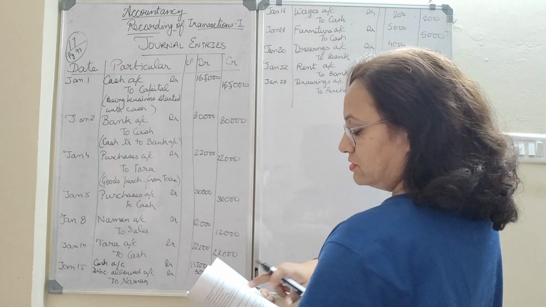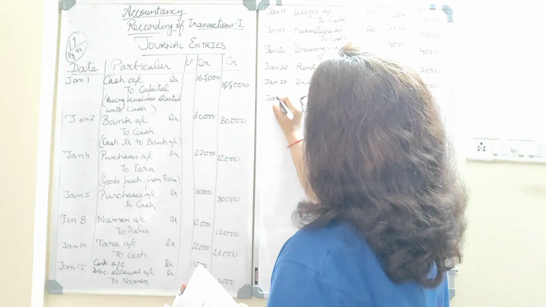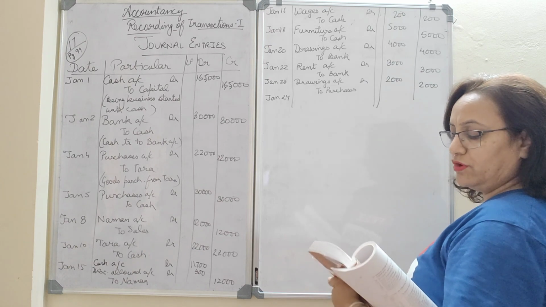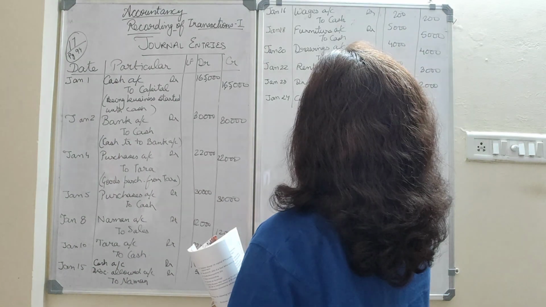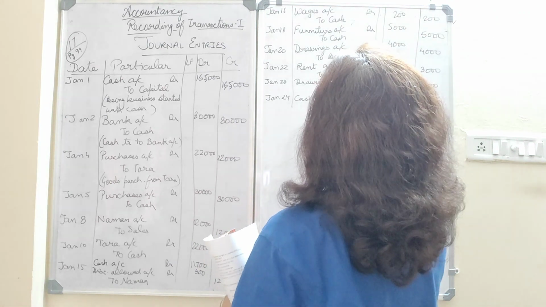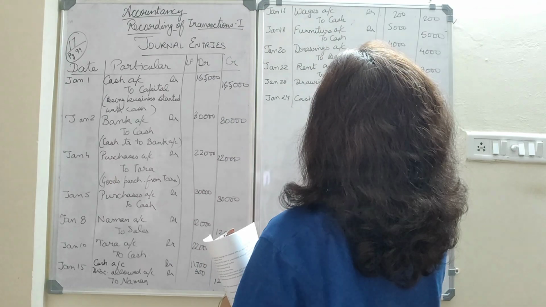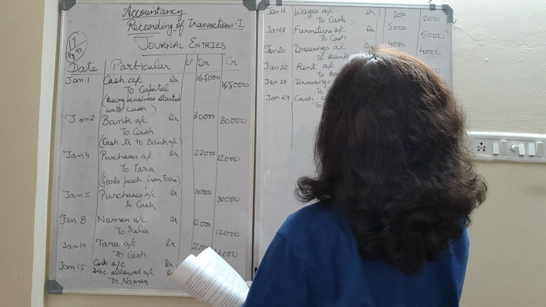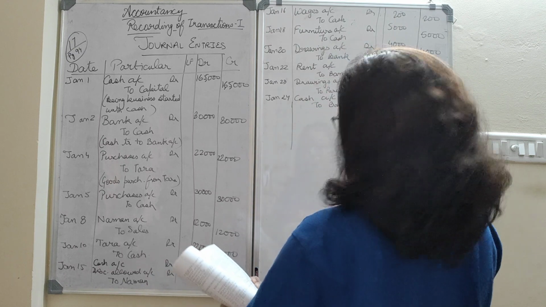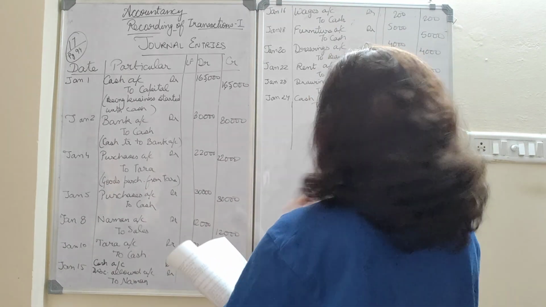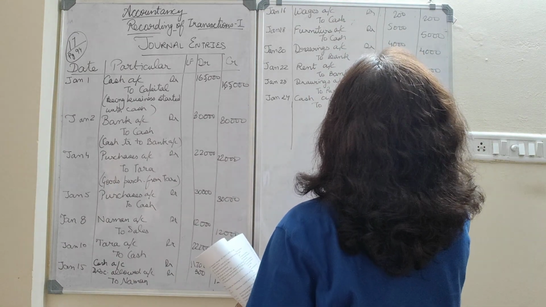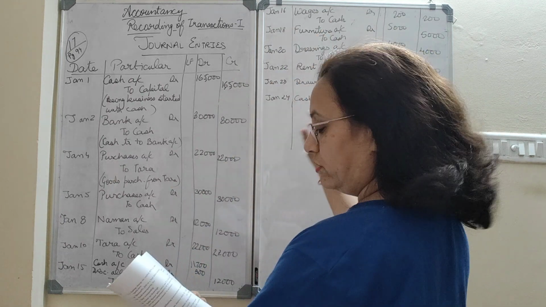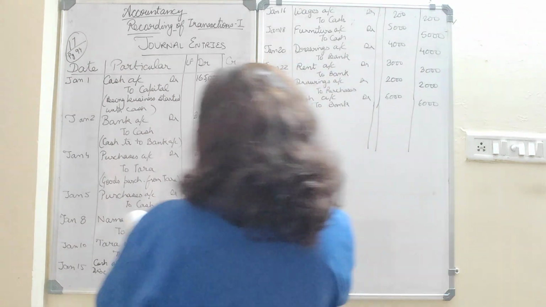Now next is January 24. Lots of transactions in this question. January 24, drawn cash from bank for office use. So cash has come in and bank has reduced. Cash account debit to bank. Right? So 6,000. Please write the narration for each of them. I have not required space, that is why I am giving them.